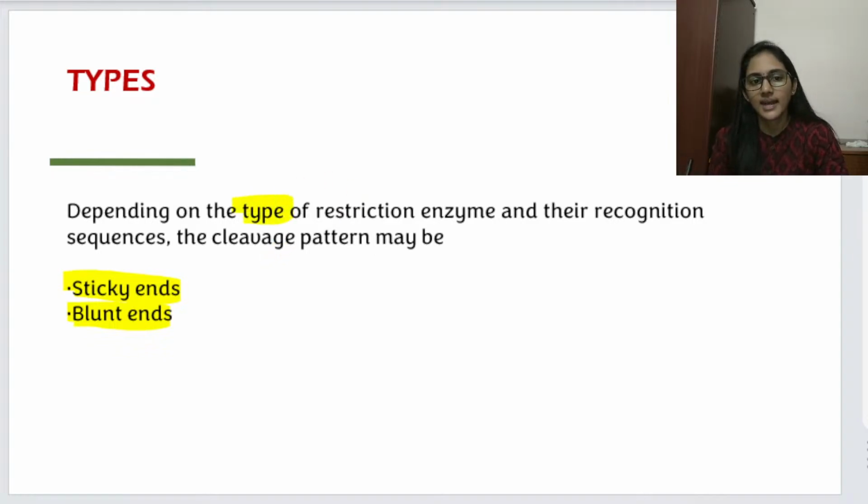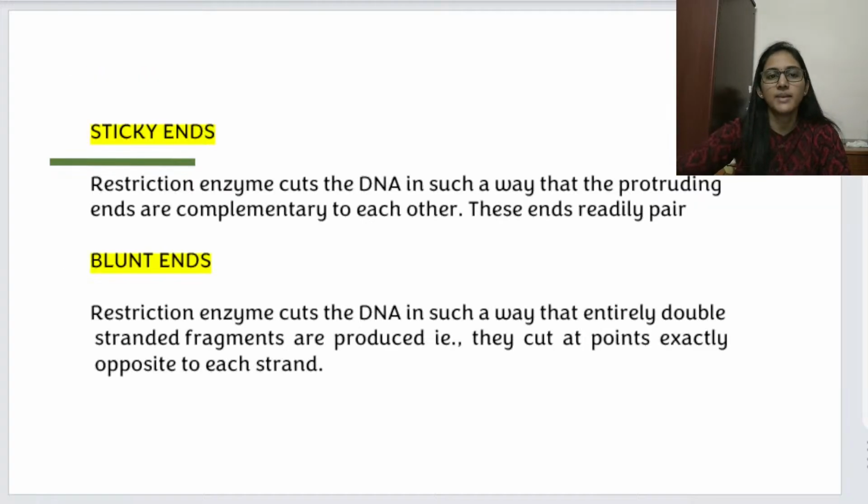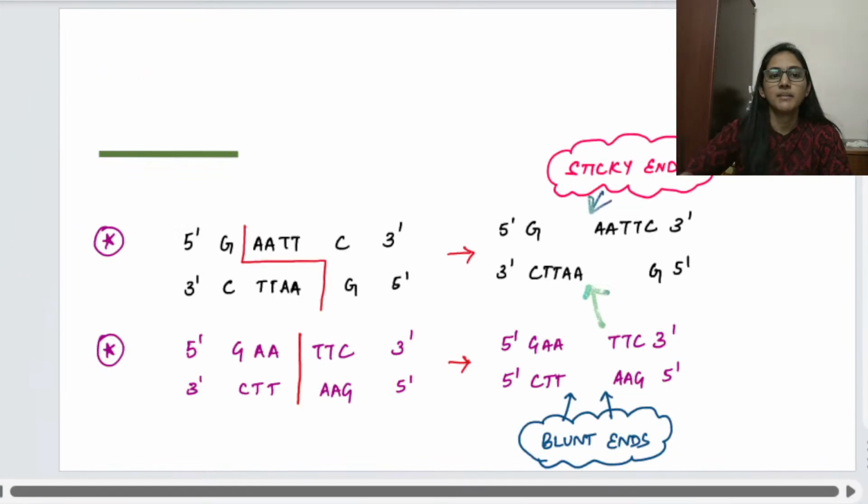So depending on the type of the restriction enzymes and the recognition sequences, the pattern of cutting will be different in different sequences. Thereby it produces sticky ends or blunt ends. So what do you mean by sticky ends?